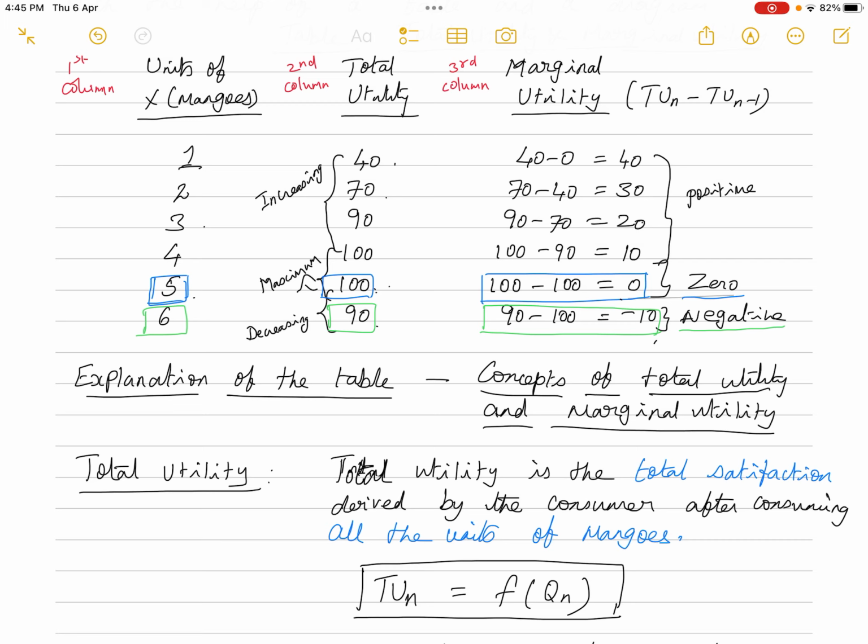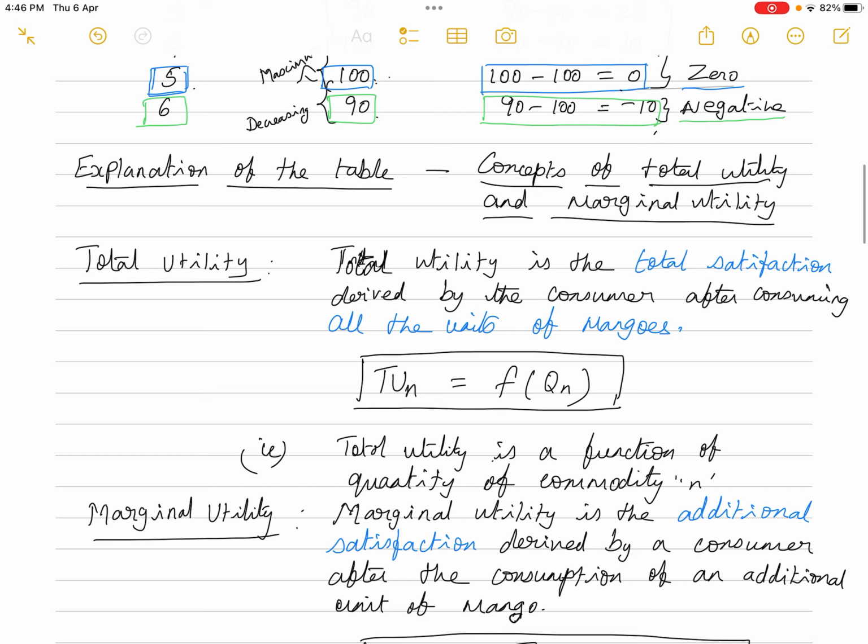of the table, and in that you explain the meaning of total utility and the meaning of marginal utility, that is, the concepts of total utility and marginal utility. So what is the meaning of total utility? It is the total satisfaction. Total utility is the total satisfaction derived by the consumer after consuming all the units of mangoes. So after consuming all the 6 units of mangoes, what is the total satisfaction the consumer is getting?